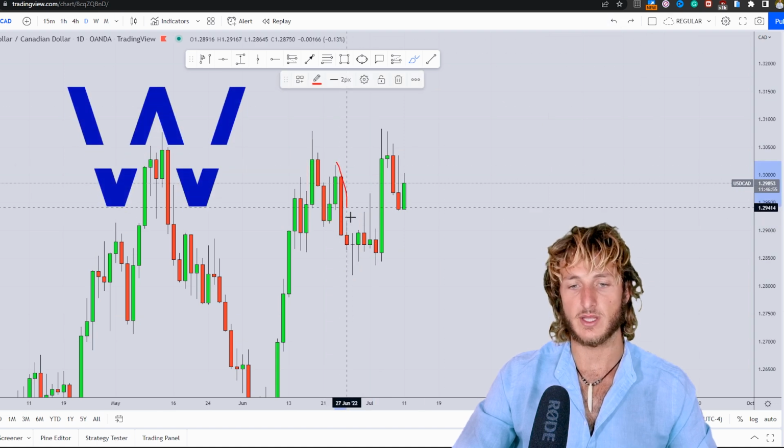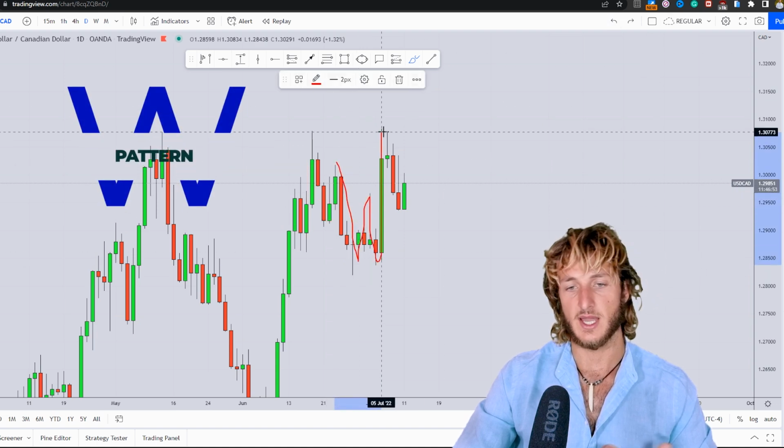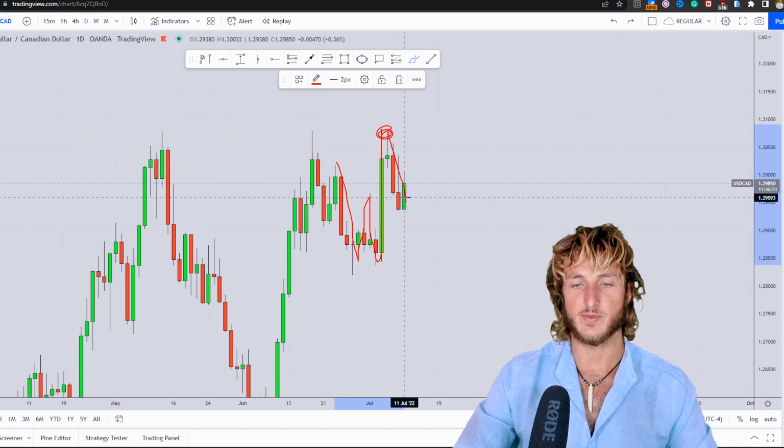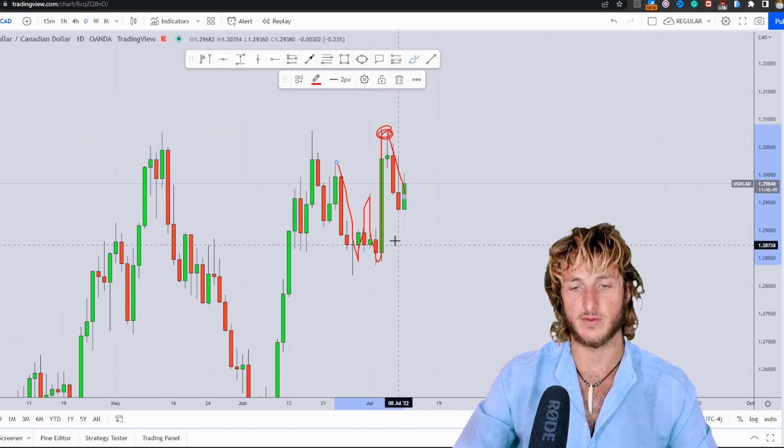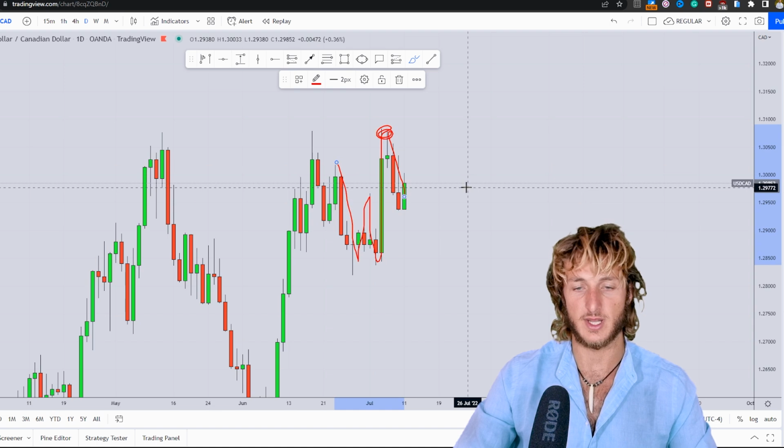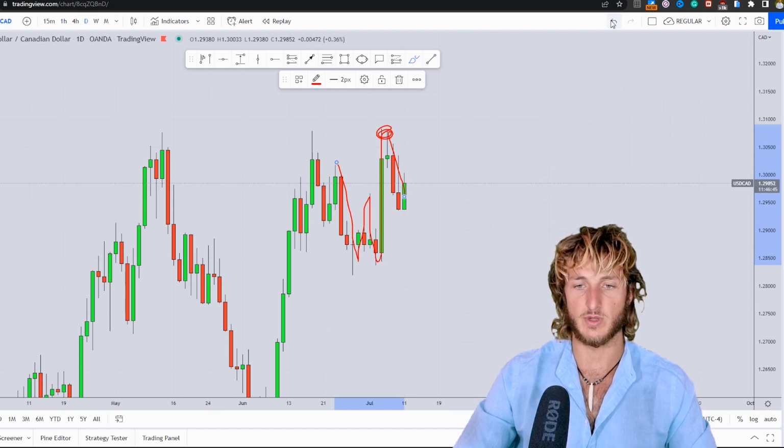Then I made another breakdown after the creation of this W. I explained all the reasons for which we could expect this potential rejection to the downside for the completion of the W formation at the neckline. And once again, that is exactly what the market did.